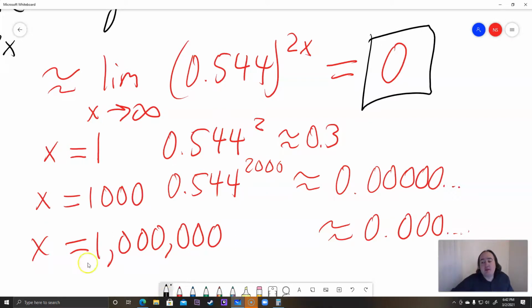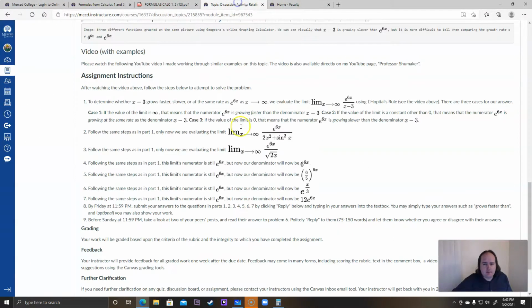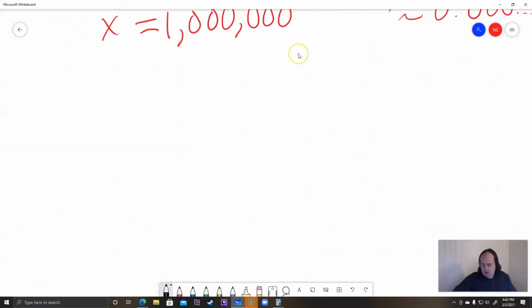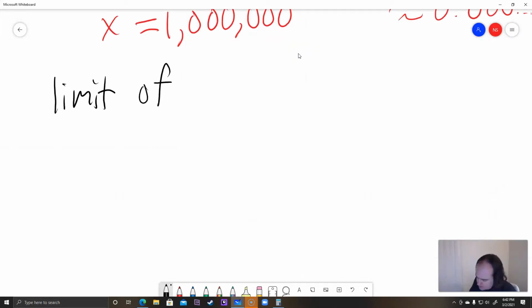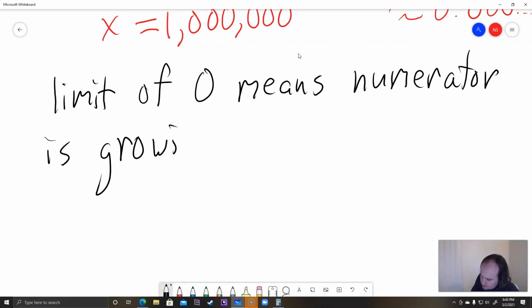Okay, so if the limit is 0, if we go back to our discussion board, we said that in that case, if the value of the limit is 0, that means the numerator is growing slower than the denominator. So a limit of 0 means the numerator is growing slower than the denominator.